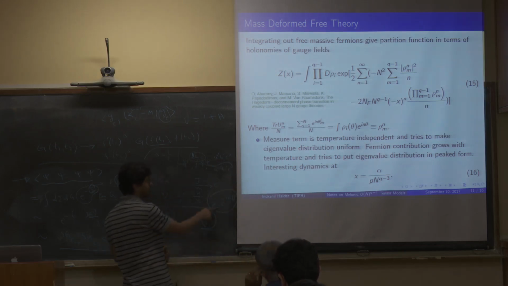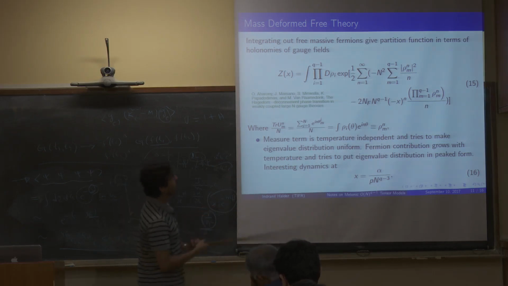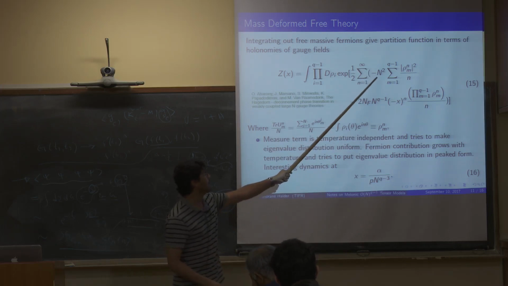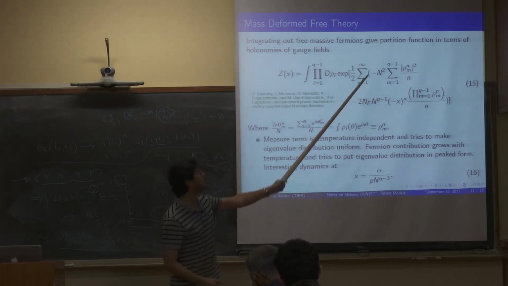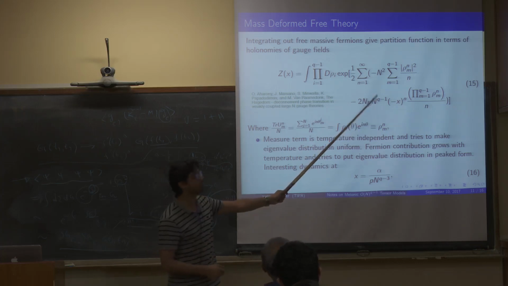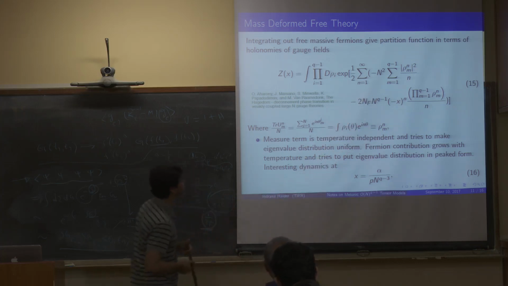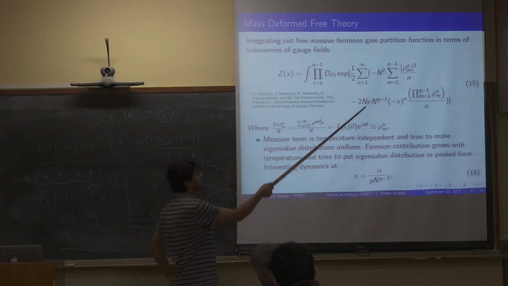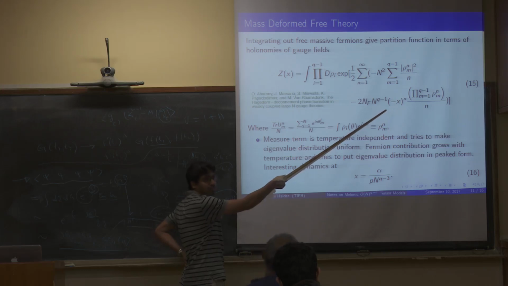So if temperature increases, x increases, but there is a relative factor of n sitting in between. The Haar measure is of the order n squared, whereas the fermion contribution that we get is of the order n to the q minus 1 because of so many degrees of freedom. But they do not really interact if they are of this order. If x is of the order 1, then they do not really interact.